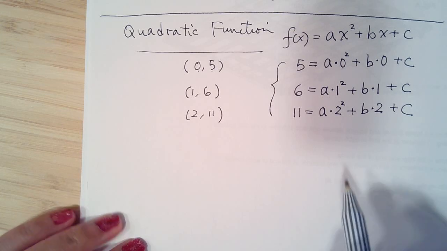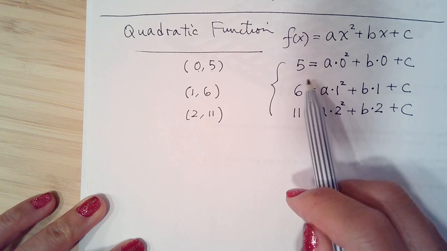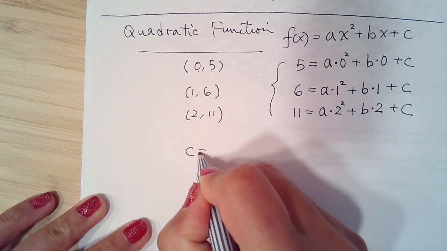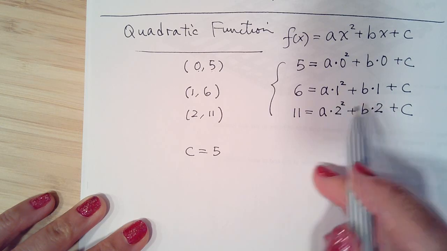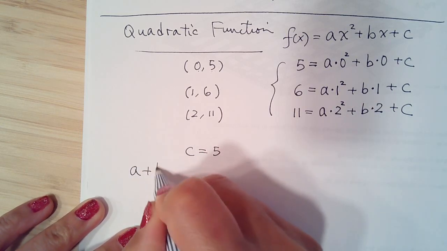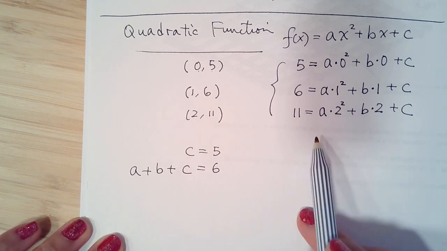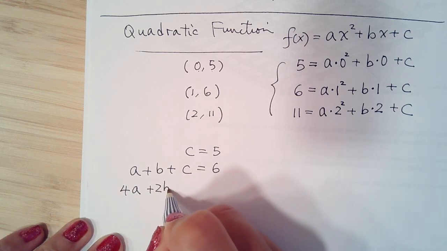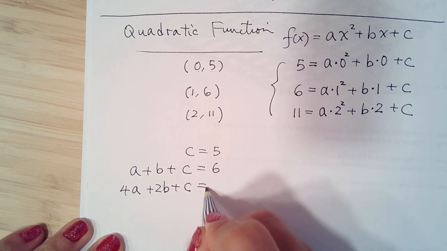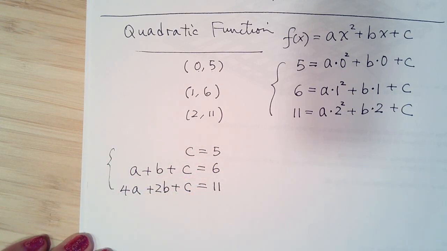Of course, it looks pretty ugly, so I'm going to rewrite that. Well, this is a 0, this is 0, so I already got c right away. So I have c equals 5. And here, 1 squared is 1, b times 1 is just b. So I have a plus b plus c equals 6. And this one is a 4, so I get 4a plus 2b plus c equals 11. Those are my pretty looking system of equations.